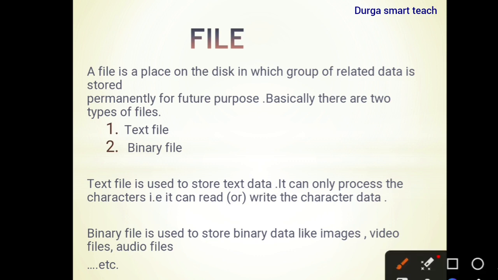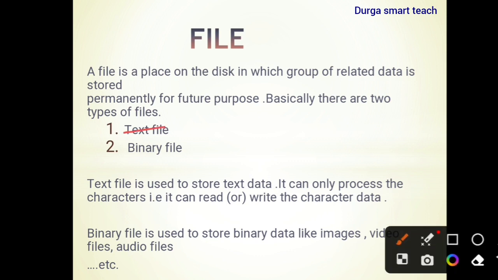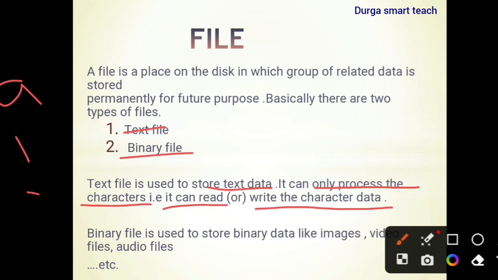Basically there are two types of files. One is the text file and another one is the binary file. A text file is used to store text data. It will store only a collection of characters, only text. It can only process characters, that is, it can read and write character data. Characters are nothing but alphabets, digits and special symbols.